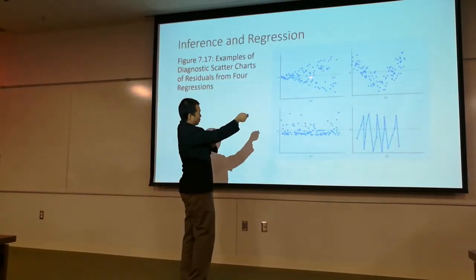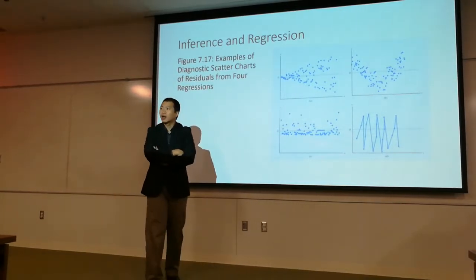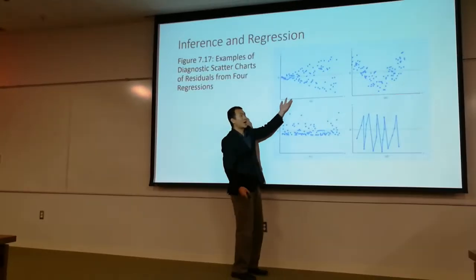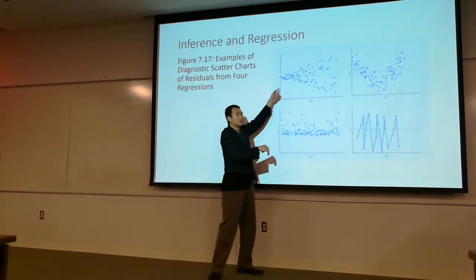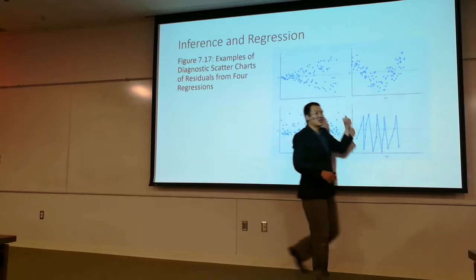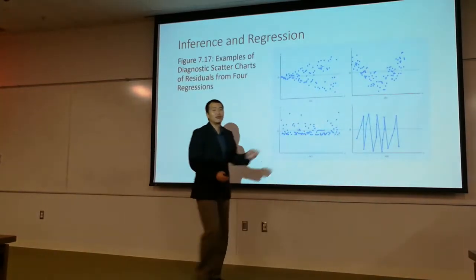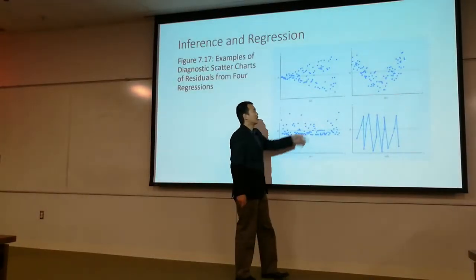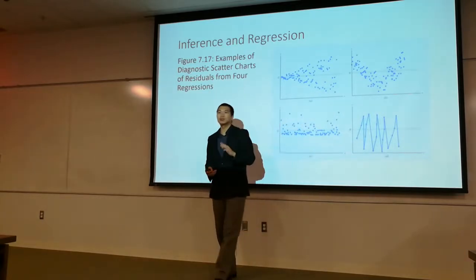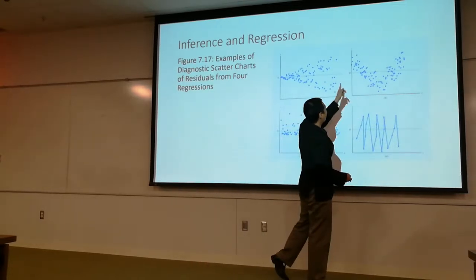The mean is 0, but the problem is the variance is not constant. So for smaller x values, the variance is really small, so all the residuals are very close to the mean or 0. But when the x increases, the variance of the residual also increases. That is not good. It doesn't satisfy our conditions. So if your regression model has this kind of plot for the relationship of x and residual, then the model is not valid.